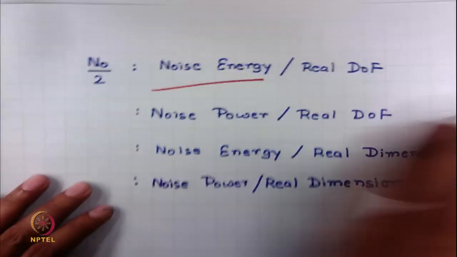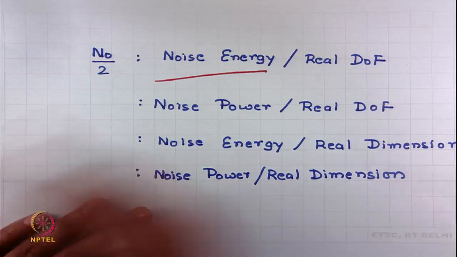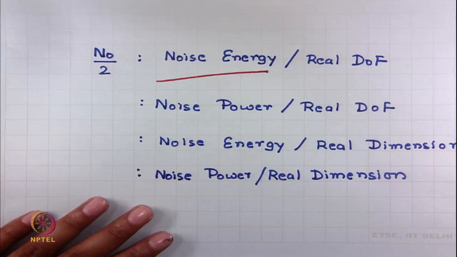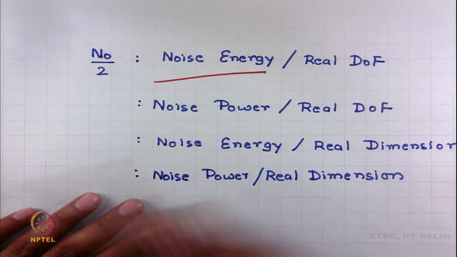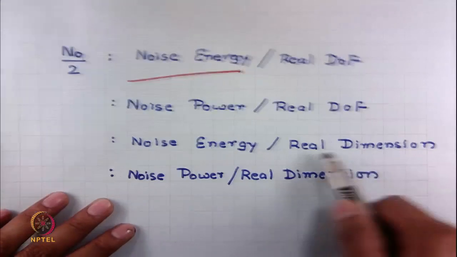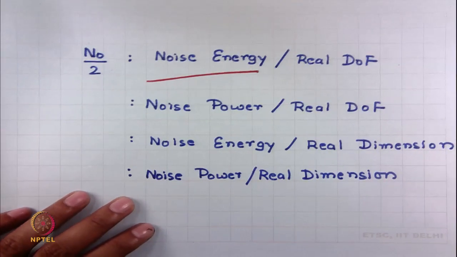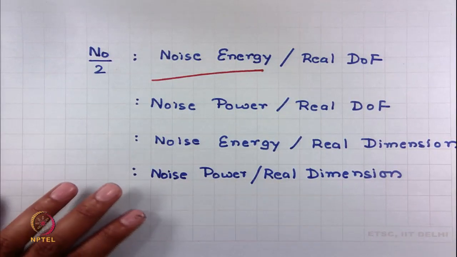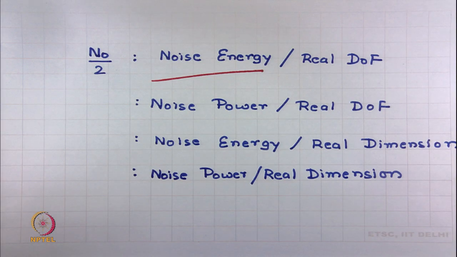So, the noise energy that we have would be per real degree of freedom. We have also seen in one of the lectures that whether you talk about noise energy or noise power, it is one and the same thing if we are talking about per degree of freedom. We can also think about this as noise energy per real dimension, or noise power per real dimension. Energy and power for a noise per dimension is one and the same thing. Remember these ideas, we have covered them before, but I am just revising them for you so that there are no confusions anymore.